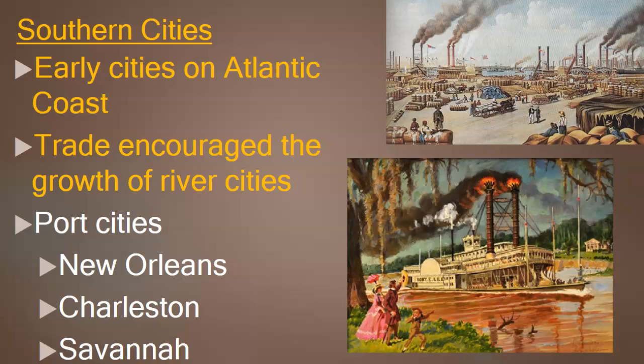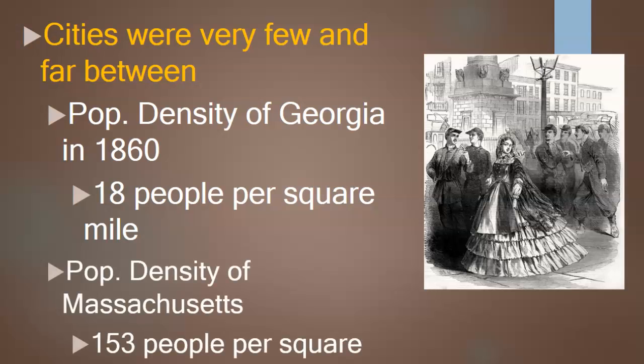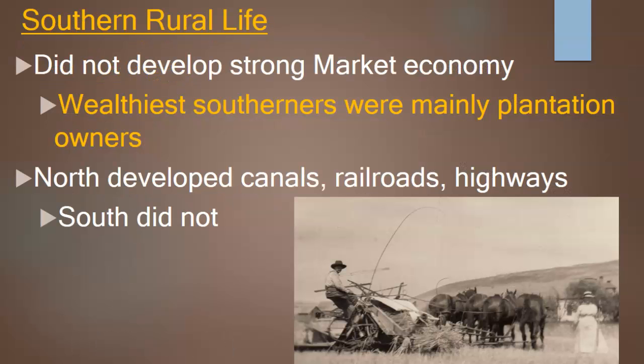In the South, most cities are going to be built on the Atlantic coast, but then as trade on the rivers expands, we're going to see port cities like New Orleans, Charleston, and Savannah start seeing a lot of growth. Cities were very few and far between. In Georgia in 1860, the population density was 18 people per square mile, meaning on average, within 1 square mile in Georgia, there were 18 people living there. Compare that to Massachusetts, which is a much smaller state, there were 153 people per square mile. Wealthy Southerners were mainly plantation owners. And while the North is developing canals, railroads, and highways, the South is not.